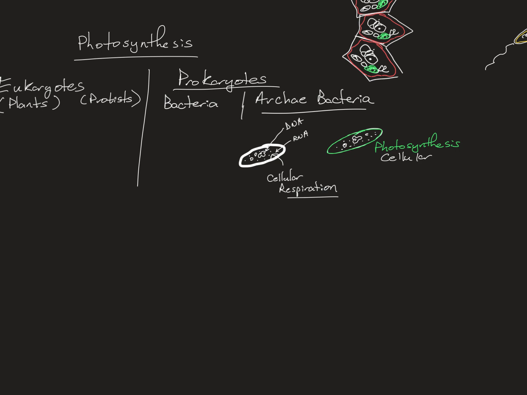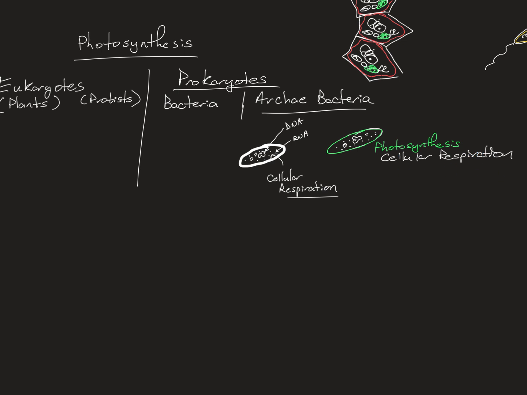Prokaryotes? These types of prokaryotes, yes. So some prokaryotes can do cellular respiration, like mitochondria. They don't have mitochondria, but like mitochondria. And some prokaryotes can do photosynthesis, even though they don't have chloroplasts or mitochondria, and they can do both photosynthesis and cellular respiration.